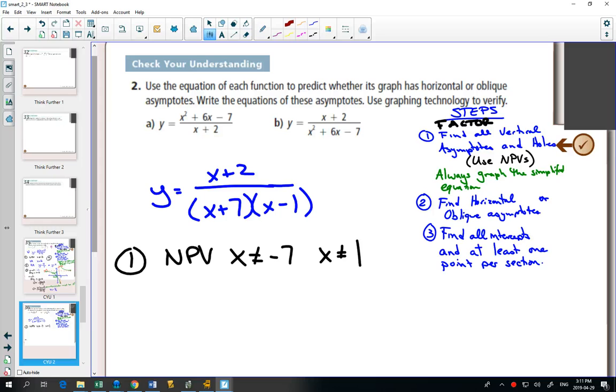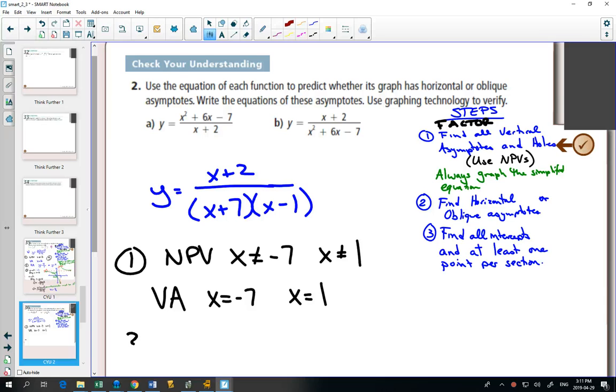None of those factors cancel out. So we have 2 vertical asymptotes. We have 1 vertical asymptote at -7 and 1 vertical asymptote at 1. Okay? Nothing canceled out, so the green note doesn't come into play. We don't have a simplified equation that we need to graph. We're still graphing the original equation.